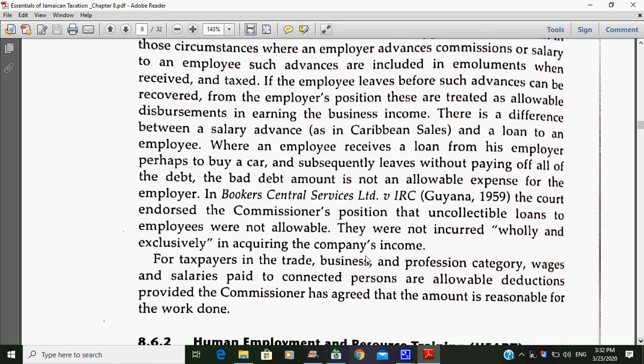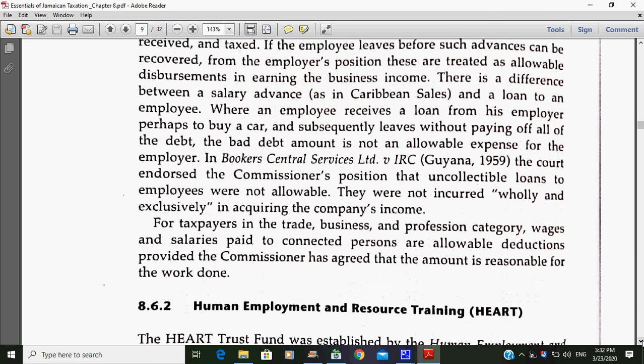For taxpayers in the trade, business and professional category, wages and salaries paid to connected persons are allowable deductions provided the commissioner has agreed that the amount is reasonable for the work done.